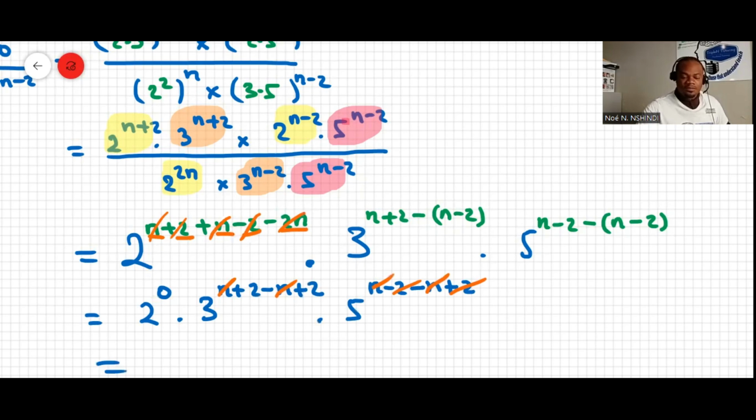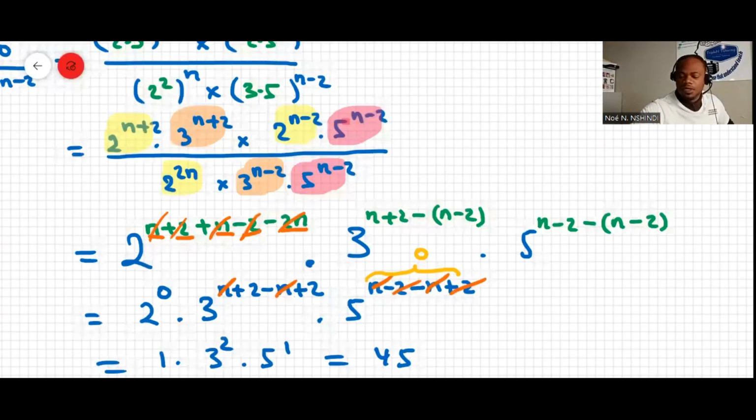All of this is just 0. Okay, so 2 to the power of 0 is 1. 5 to the power of 0 is also 1. So we have 1 multiplied by 3 squared, multiplied by 5 to the power of 1. And then this is just 3 squared times 1, 3 squared is 9, and 9 times 5 will be 45. So the answer is just 45 here.